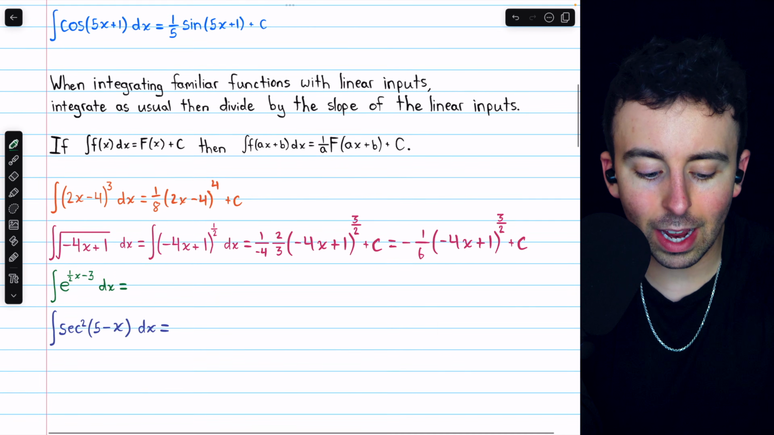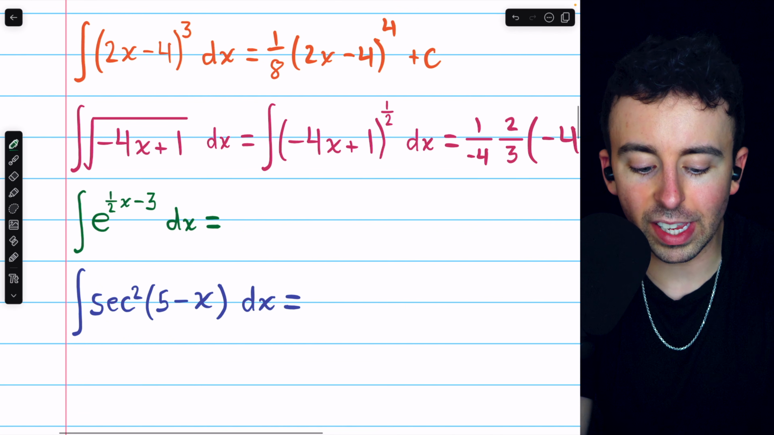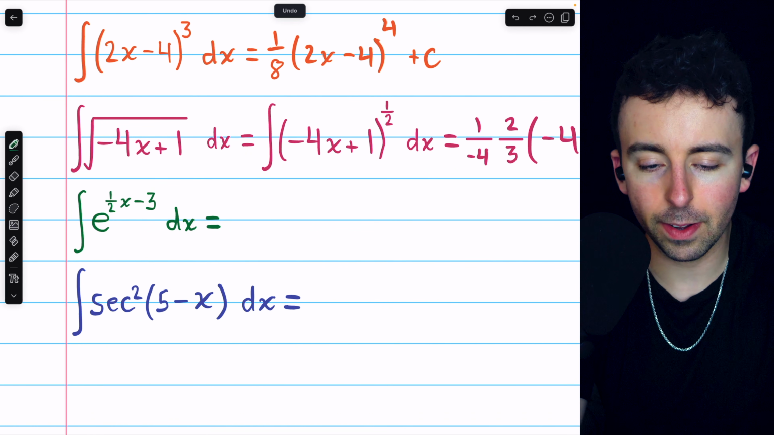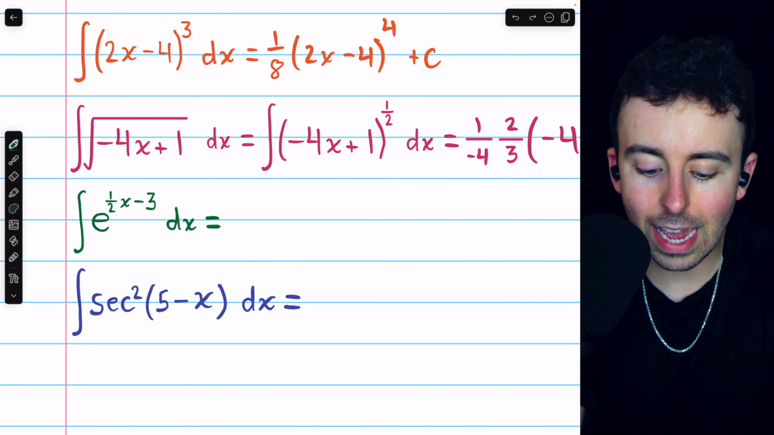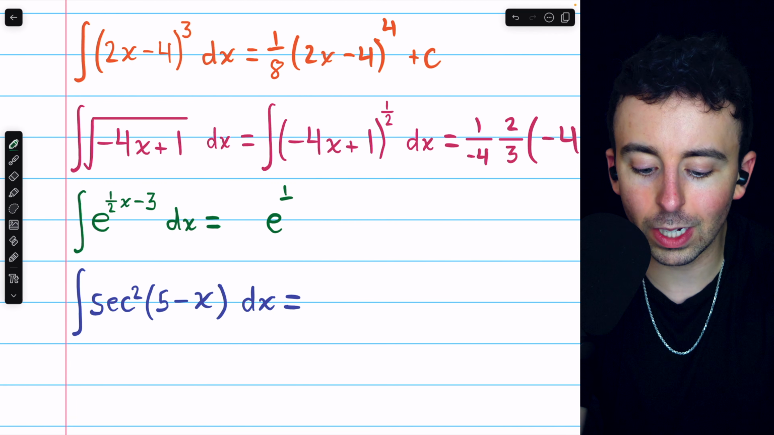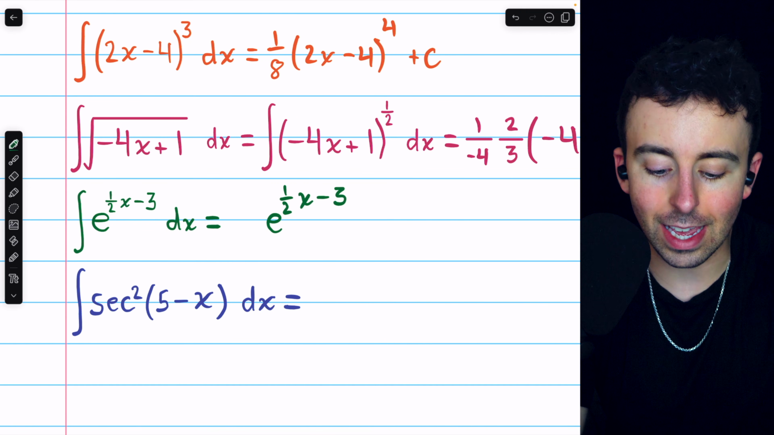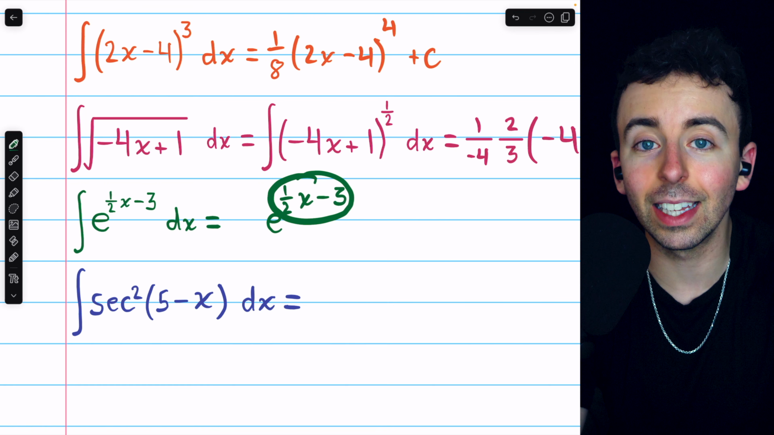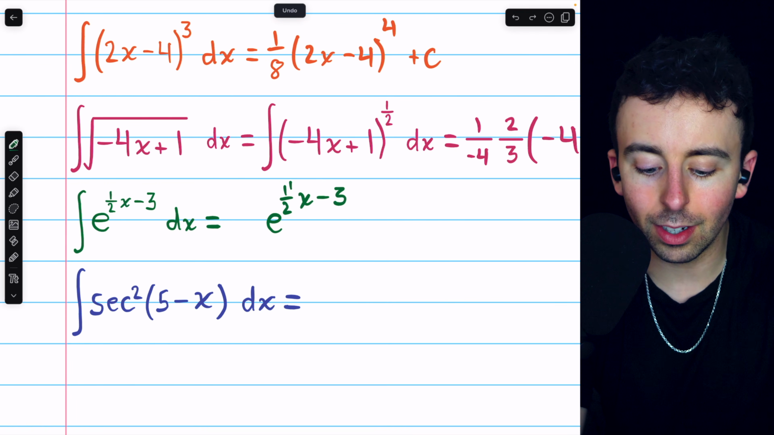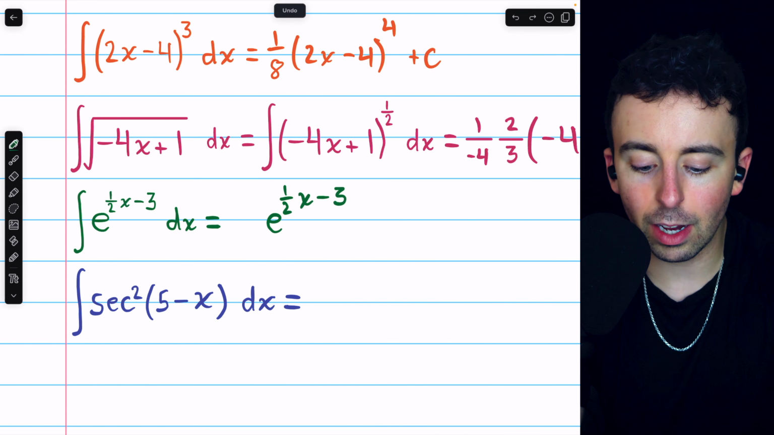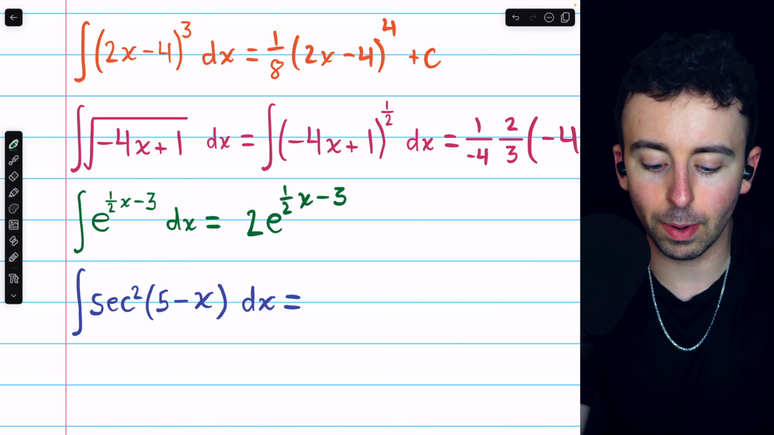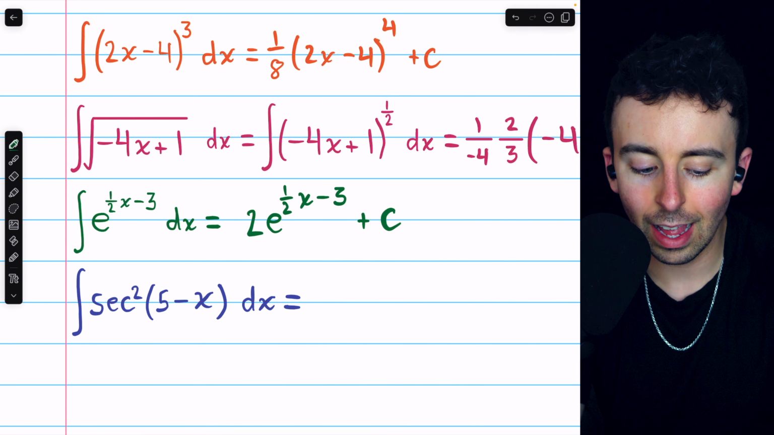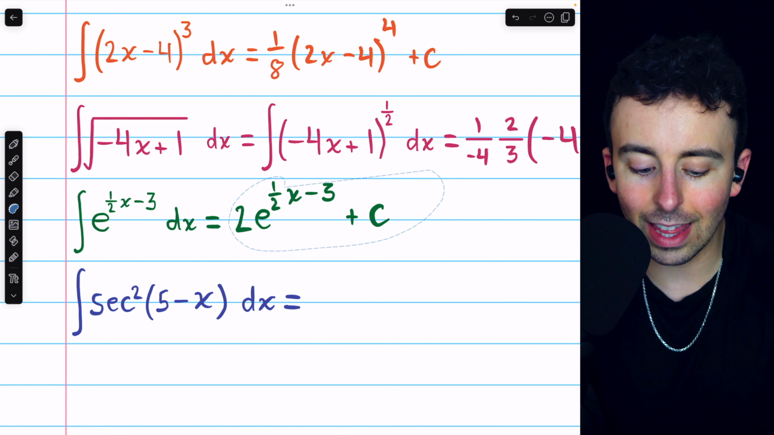Next, we have an exponential function. We're taking the integral of e to the (1/2 x - 3). Now, the integral of just e to the x is e to the x, so we'll treat it like that at first. It's just e to the (1/2 x - 3). Don't change anything. But the input is not just x, it's 1/2 x - 3. It's a linear function. So we need to divide by the slope. Dividing by 1/2 is the same as multiplying by 2. So we'll throw a 2 in front, add the arbitrary constant, and that's the integral.